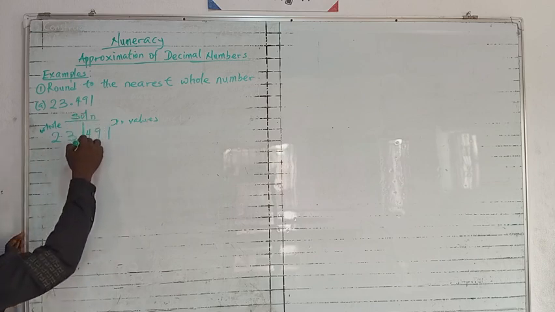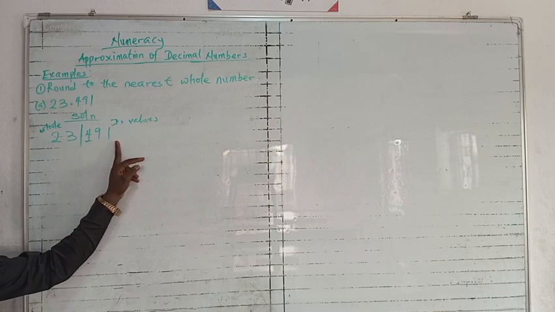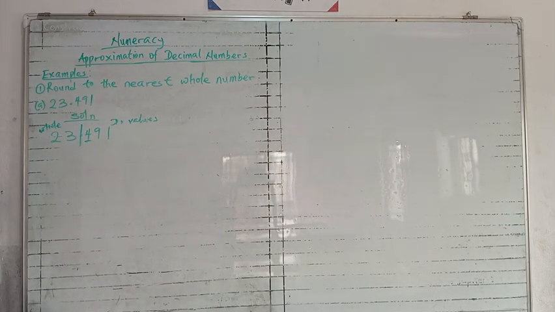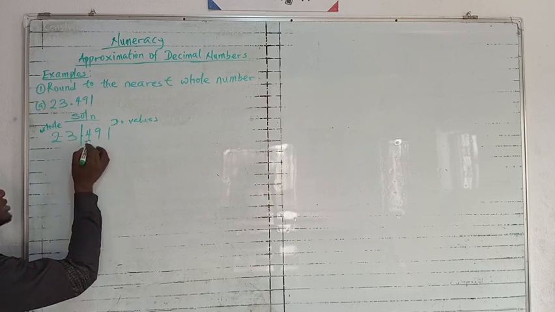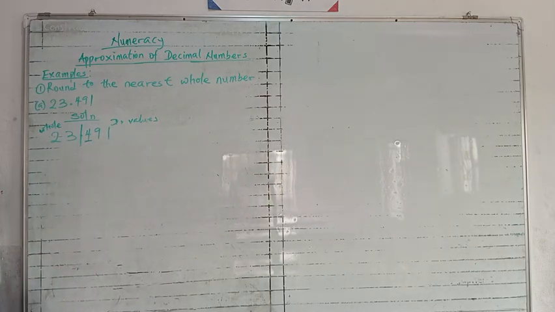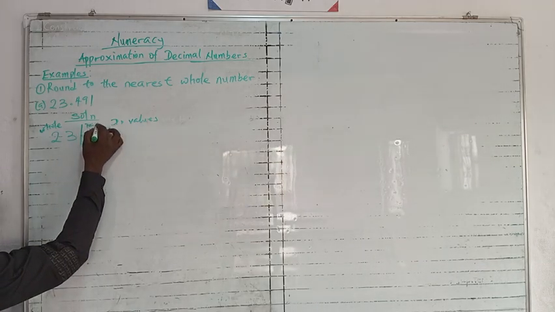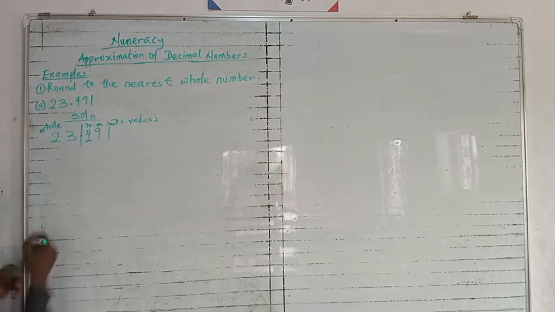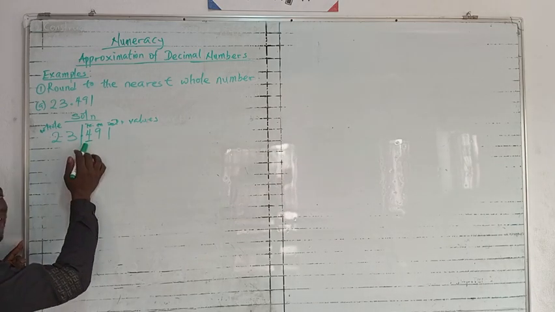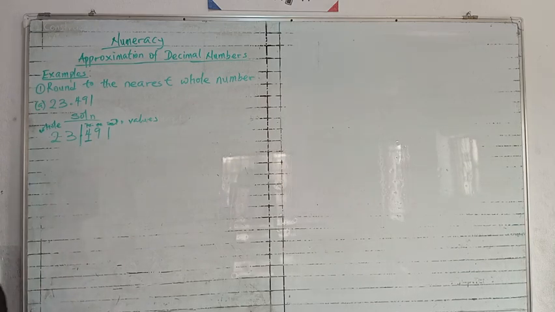So using this straight line, I am separating the whole numbers from the decimal values. But am I going to consider all these digits? No. The digit to be considered is the digit that is immediately after this decimal point. When we learn the place value of decimal numbers, this is the 10th place value, this is the 100th place value, this is 1000th place value. Meaning that we are considering the value at the 10th place value to round decimal values to the nearest whole number.